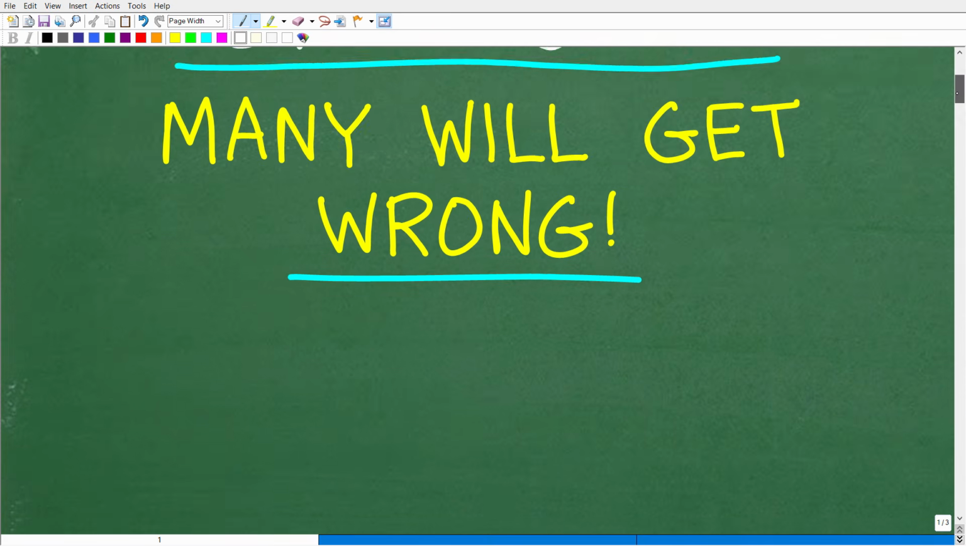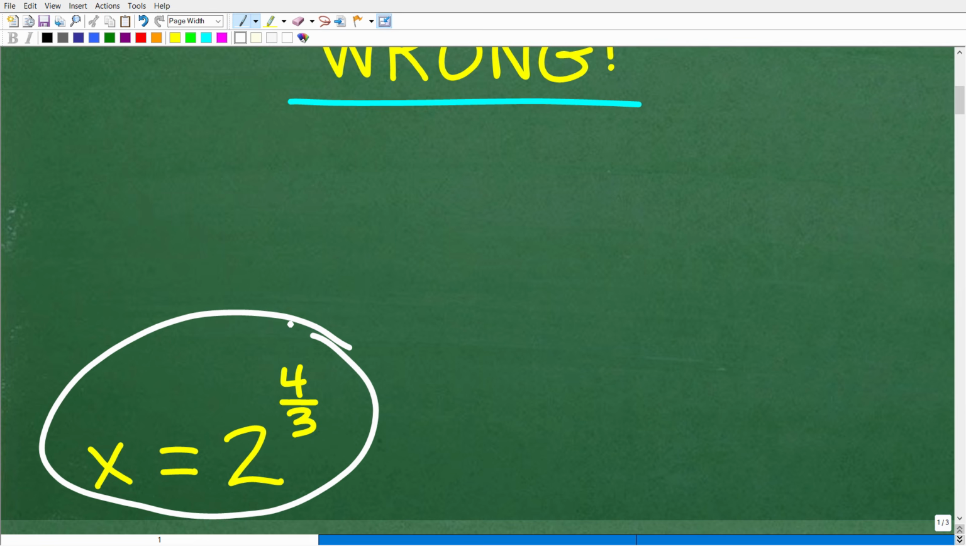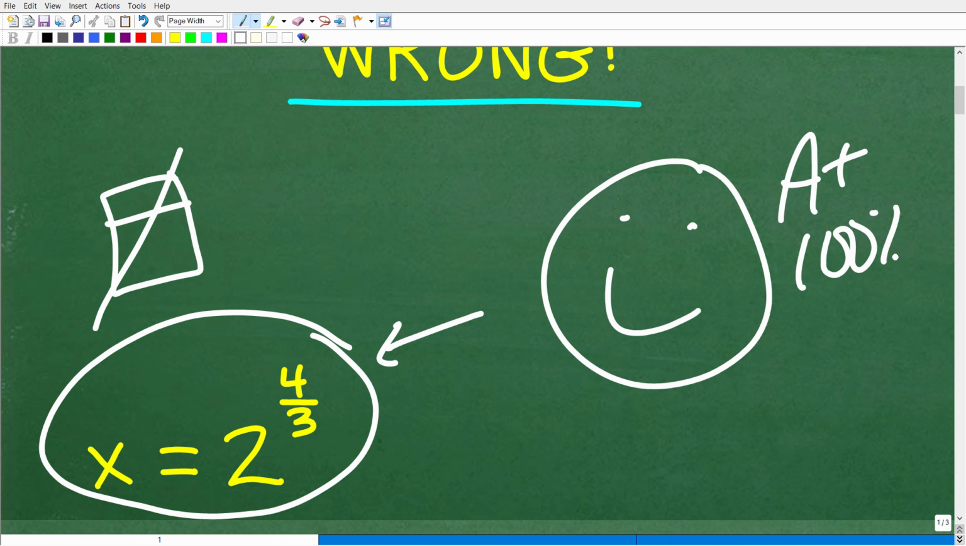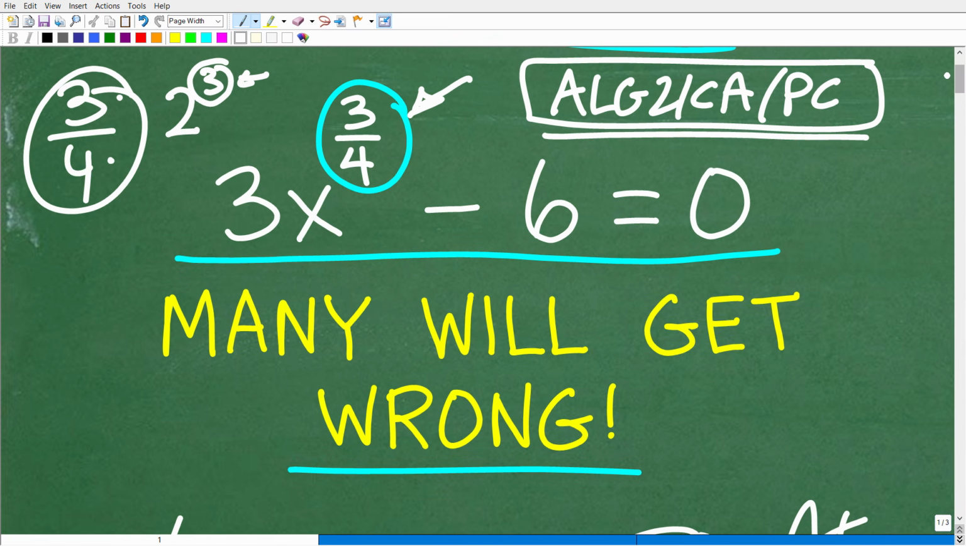Again, no calculators. The right answer for this equation is x is equal to 2 to the 4/3 power. Now if you used a calculator, you probably have some sort of decimal value. But again, we're not using calculators here. So if you got this right, that is fantastic. I definitely have to give you a nice little happy face and an A plus, a 100%, and multiple stars. You can tell your friends and family that indeed you know how to solve rational exponent equations.